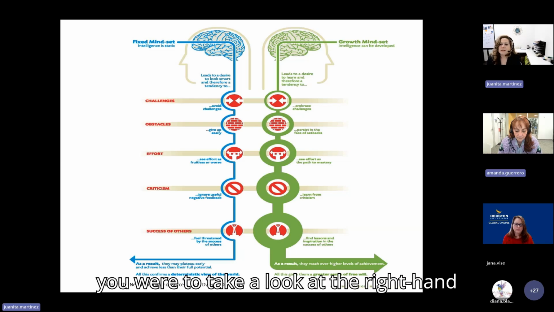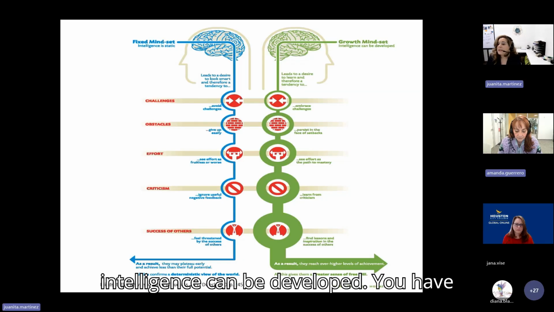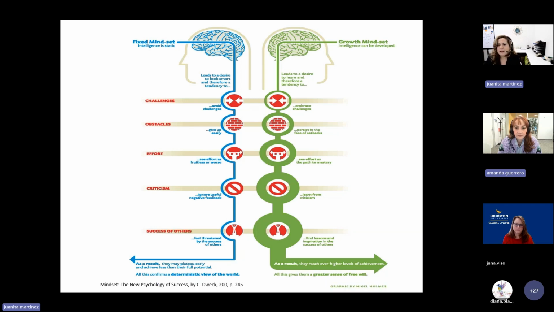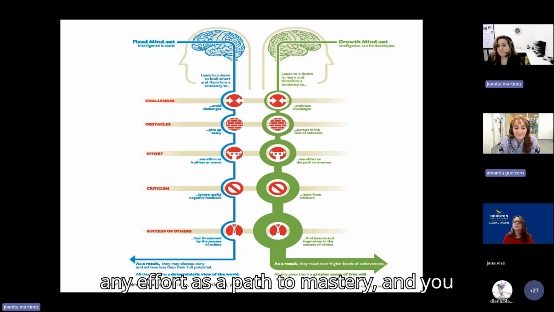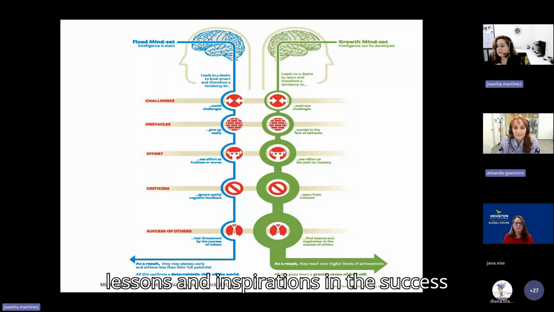But if you take a look at the right-hand side of the growth mindset chart, intelligence can be developed. You have to put yourself into that mindset. It leads to a desire to learn, and therefore a tendency to embrace challenges, to persist in the face of obstacles or setbacks. You see effort as a path to mastery, and you learn from constructive criticism. You don't take it personally. And you find lessons and inspiration in the success of others.